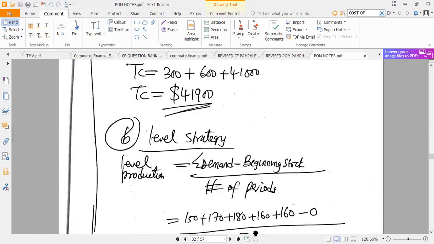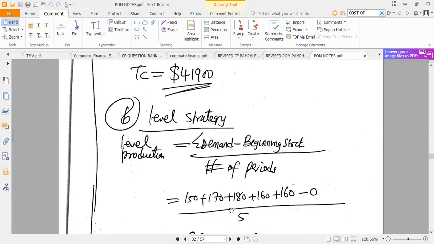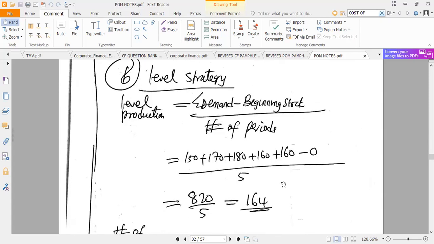Getting down to this, we have 150, 170, 180, 160 plus 160. Then minus the beginning stock, which the question says is zero. Then dividing by 5, we are getting 825 by 5, which is 164. So this is our level production units. Regardless of demand, we are able to produce 164 units on this level basis.